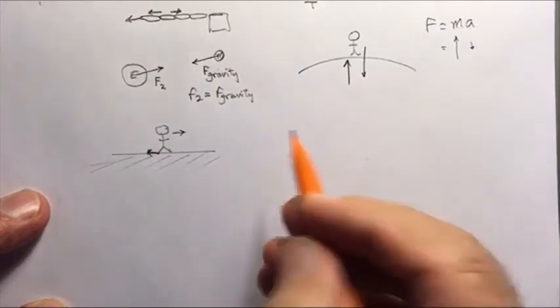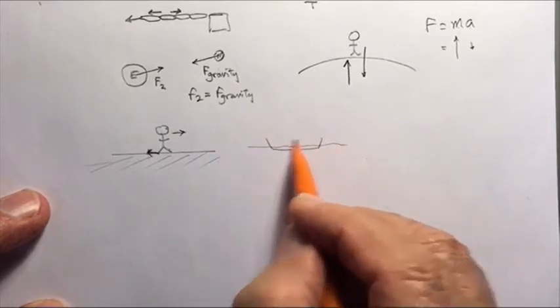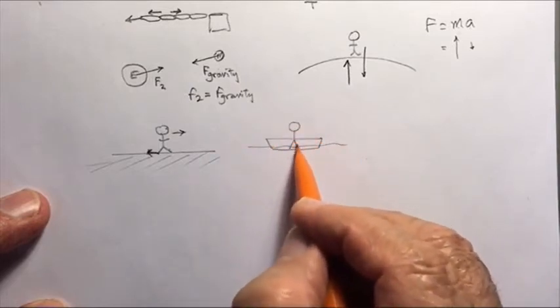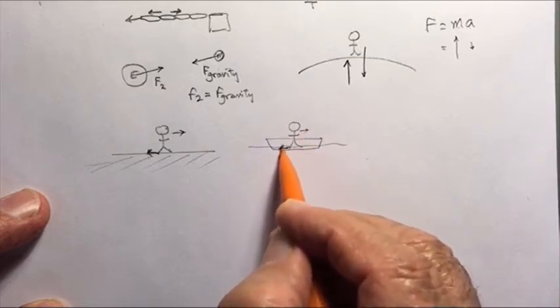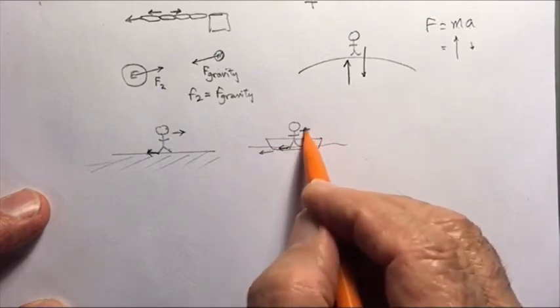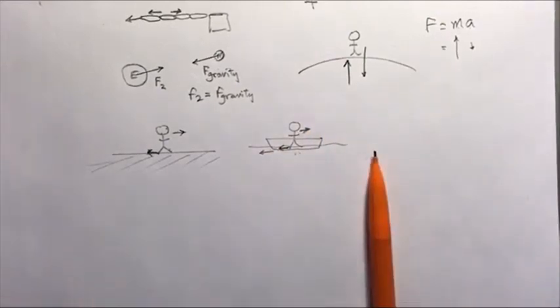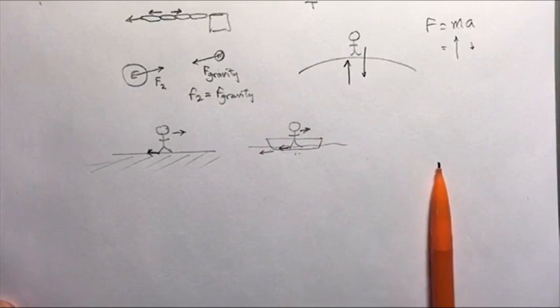Now, if you were on a boat, a small boat in the water, and you were a person and you wanted to walk this way, so as you push the boat backwards, well, the boat does actually move a little bit backwards and you move a little bit forwards. So now we will look at equilibrium in the next video.